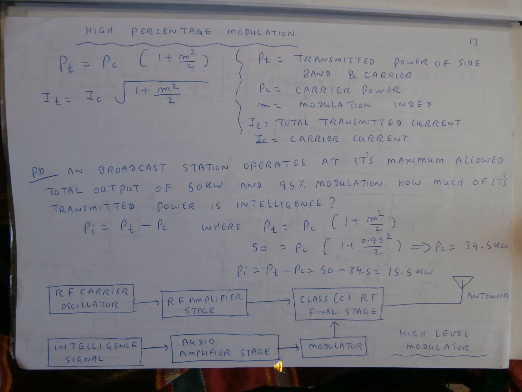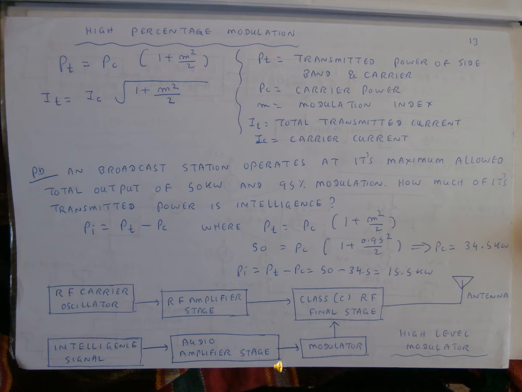And we saw the problem: a broadcast station operates at a maximum allowed total output of 50 kilowatt and 95% modulation. How much of the transmitted power is the intelligence? Firstly we have to calculate the intelligence power PI, which is the total transmitted power PT minus the carrier power PC. So PI equal to PT minus PC. PT equal to PC multiply 1 plus M squared by 2. So 50 equal to PC multiply 1 plus 0.95 squared divided by 2. So you get PC equal to 34.5 kilowatt, and PI equal to PT minus PC equal to 50 minus 34.5, which is 15.5 kilowatt.